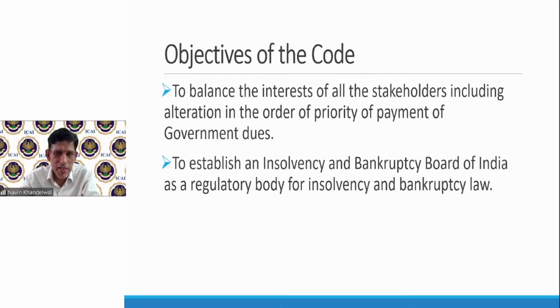And to balance all the interests of the stakeholders, including alteration in the order of priority of payment, government dues have, to a certain extent, taken a hit because of changes in the payment structure or the waterfall mechanism, which we are going to discuss in due course under Section 53, one of the major sections of this particular code. Under that waterfall mechanism, government dues fall at a later stage. And then we have the one board which has been created, IBBI, the regulatory agency for all the companies under insolvency.